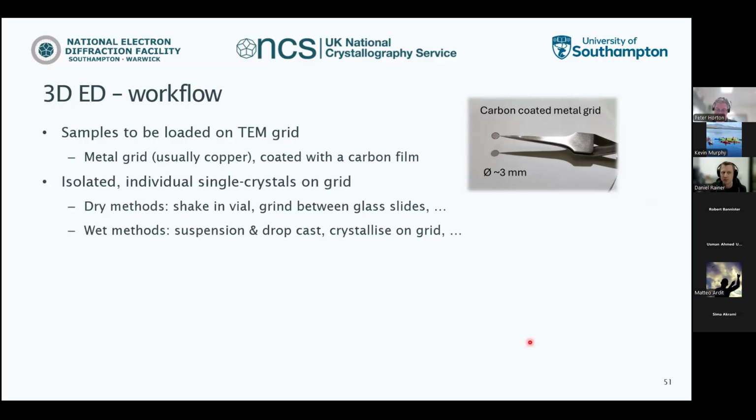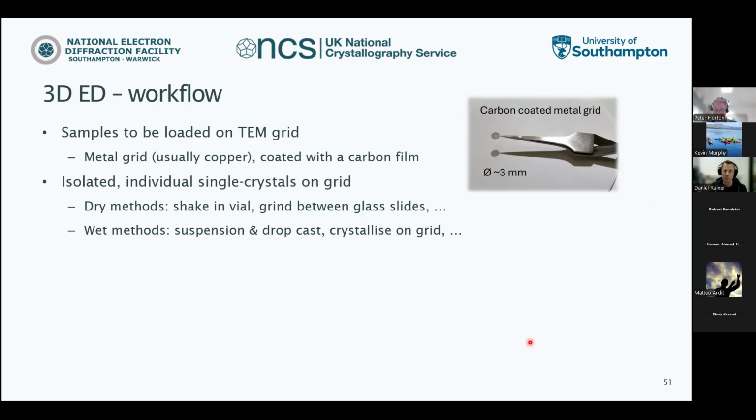And what we want is, obviously, isolated individual single crystals. As I just said, we can't manipulate them with acupuncture needles or anything else anymore. So we need to somehow deposit the sample onto the grid directly so that they're nicely dispersed. You put the grid into the sample vial and shake it a bit.